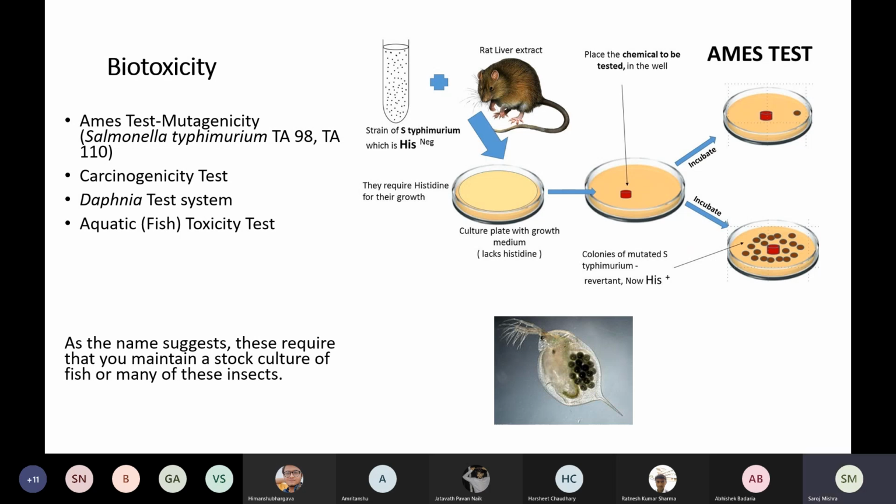So is that clear as to why there's an extension of this Salmonella test by incorporating rat liver extract? Oh, yes, ma'am. Okay.